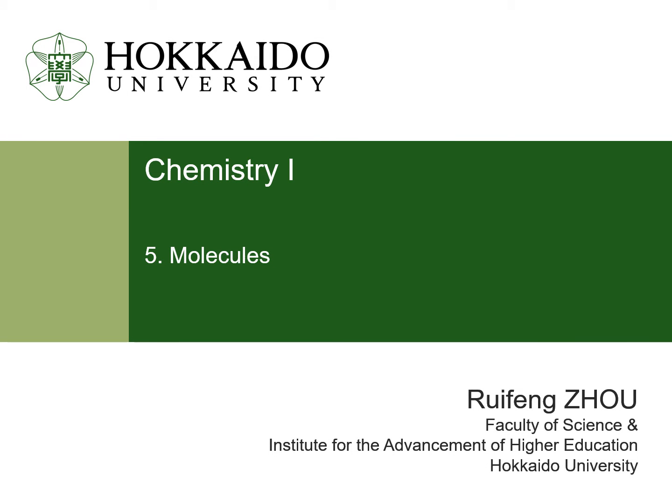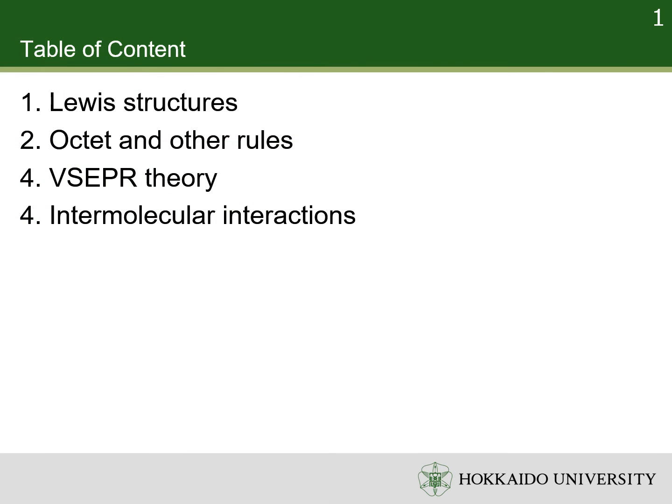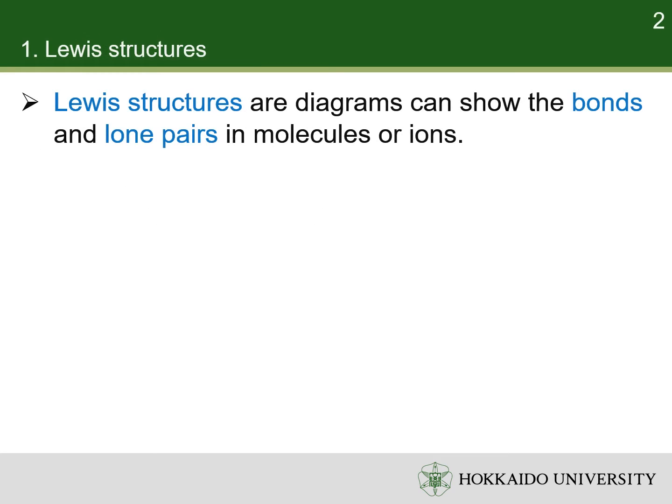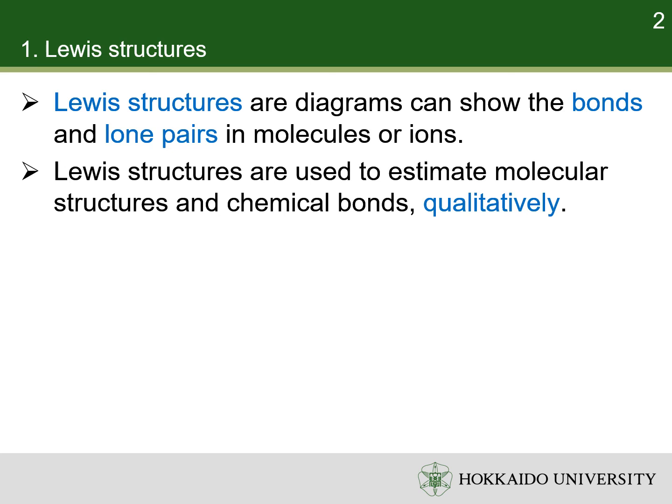In this chapter, let's discuss molecules. Lewis structures can show the bonds and lone pairs in molecules and ions without the consideration of molecular orbitals. Though molecular orbital theory is more accurate in predicting the energies, Lewis structures are easier to use and provide qualitatively correct results. Thus, Lewis structures are used to estimate molecular structures and chemical bonds.